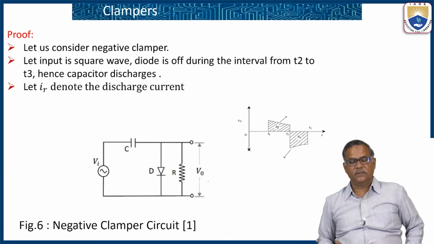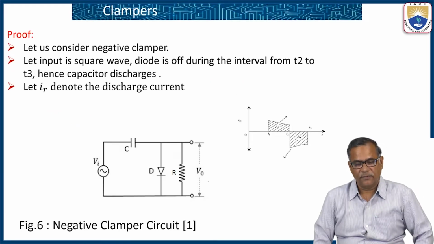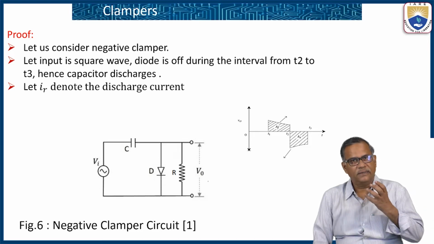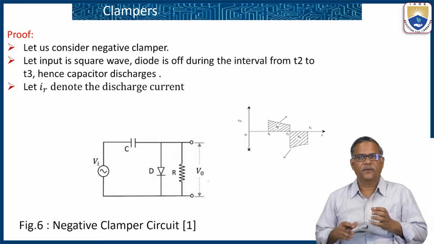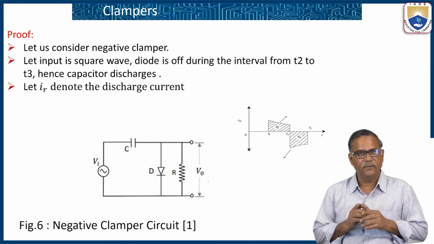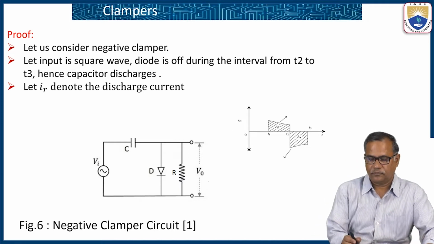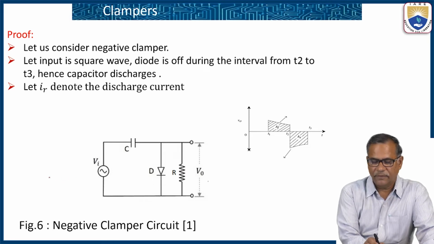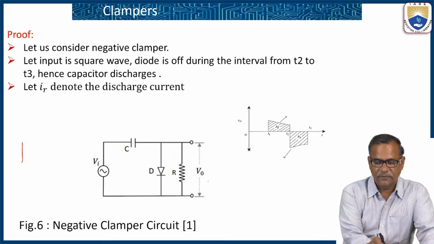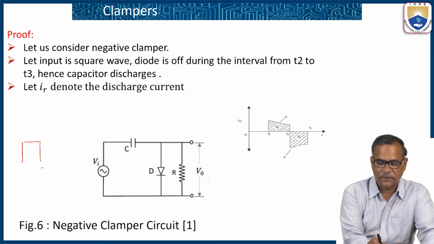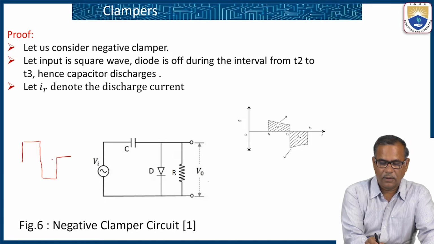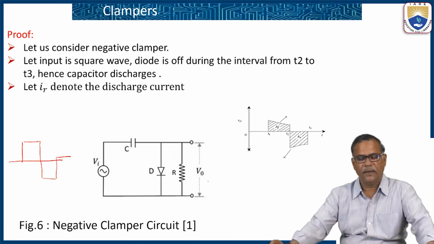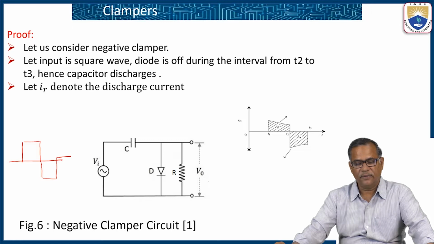Now to see this, let us consider a negative clamper and analyze the behavior of this circuit with a square wave input signal. Initially the input signal is positive. So this is a square waveform.